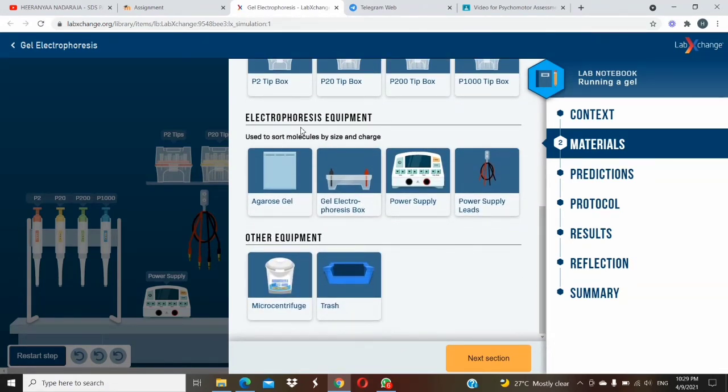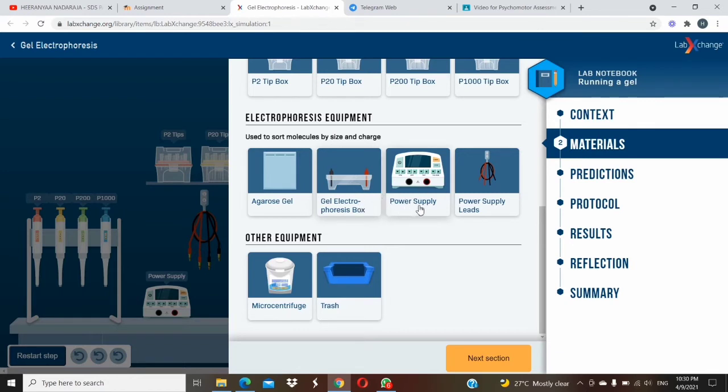Furthermore, here we have some electrophoresis equipment such as agarose gel, which is placed into the electrophoresis box to help sort the molecules by size and charge. Here we have the gel electrophoresis box, which is used for conducting the gel electrophoresis. It has the anode and the cathode connection points, which means the positive and negative electrodes.